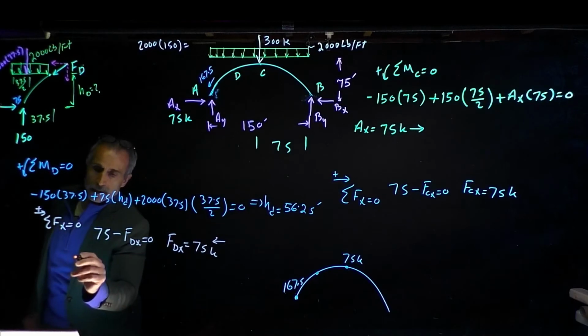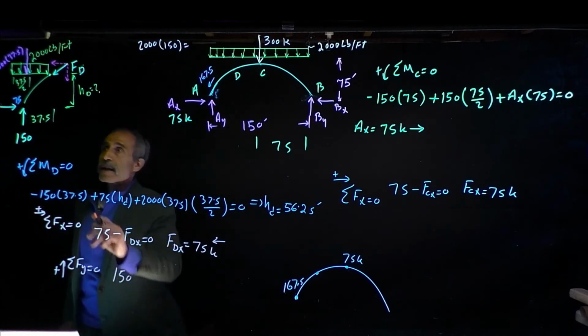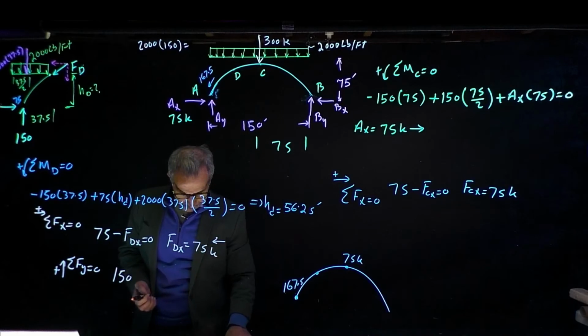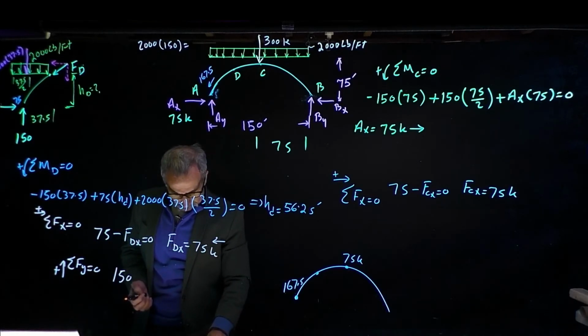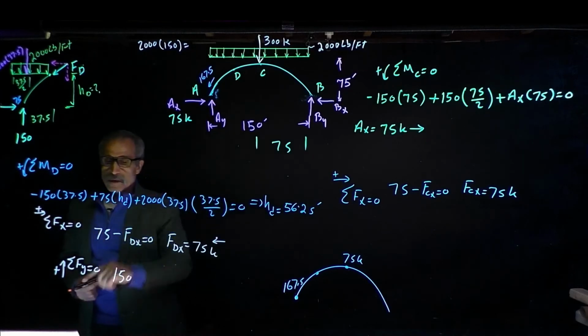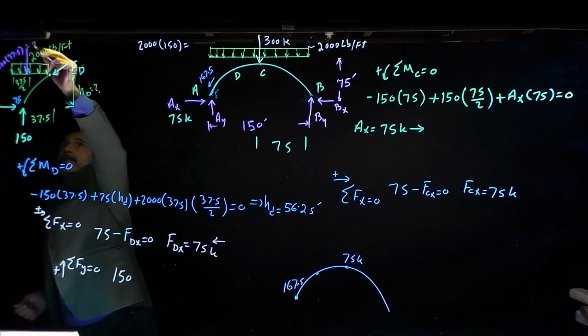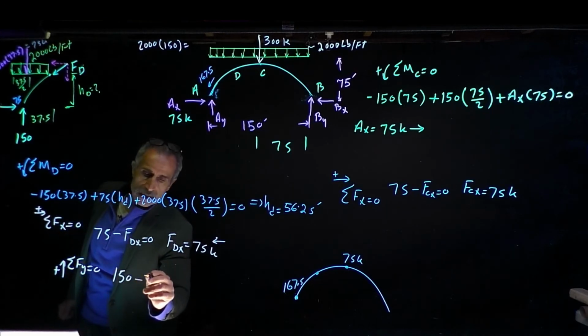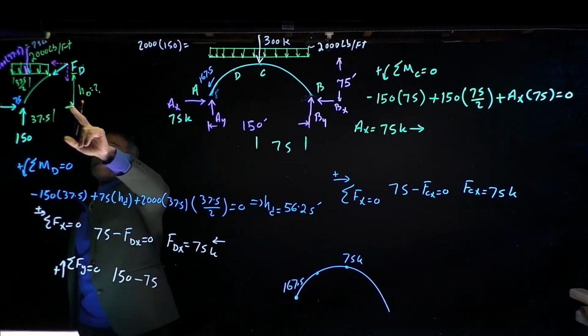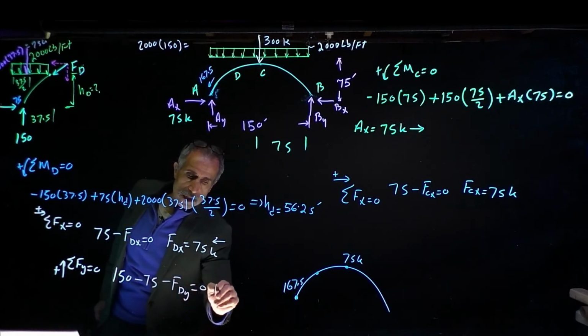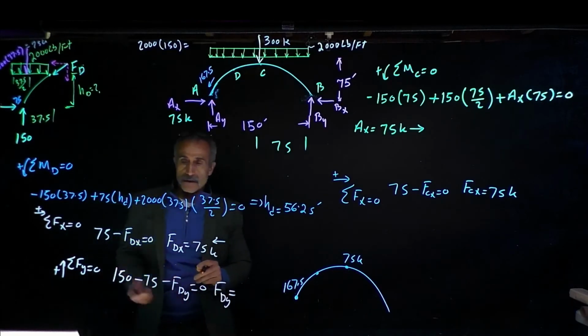Now I'm going to do summation Fy. Summation Fy is equal to 0. Going up is positive. I have 150 right there. Then I have minus 2,000 times 37.5. That comes out to 75 kip. So this load is 75 kip right here. So that's a minus 75. Then I have nothing until I get right here. So I got this, and that, and minus FDy equals 0, and FDy comes out to 75.